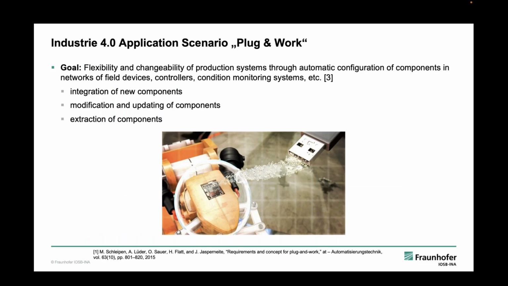So let's look at the first application scenario for today, which is plug and work. And there our goal is to increase the flexibility and changeability of production systems through automatic configuration. So you can think of it a little bit like the USB, right, which we know from the office, from our laptops, where you plug in, for instance, a printer and it's automatically configured. Some magic is happening behind the scenes, drivers are installed and so on. And of course, automation is much more complex. That's why it's not being implemented today, but this is the goal here, right? To have a similar flexibility and changeability of our production systems, to integrate new components, modify components, and also extract components if we want to disable a certain functionality.